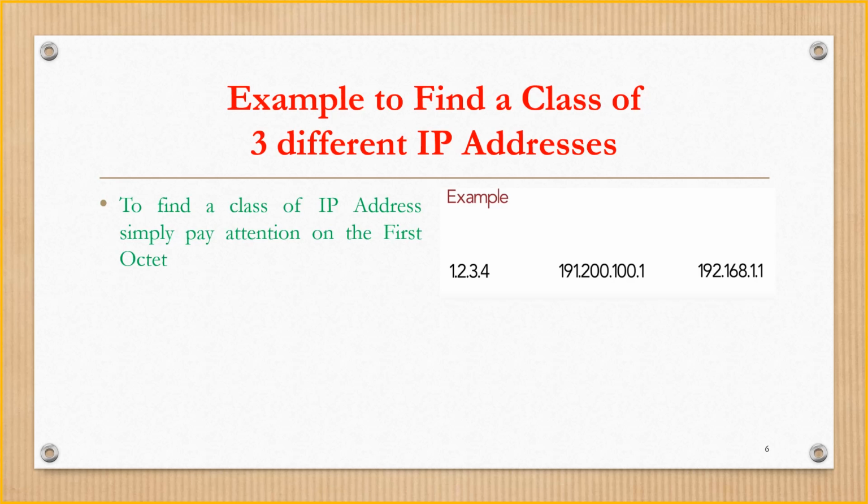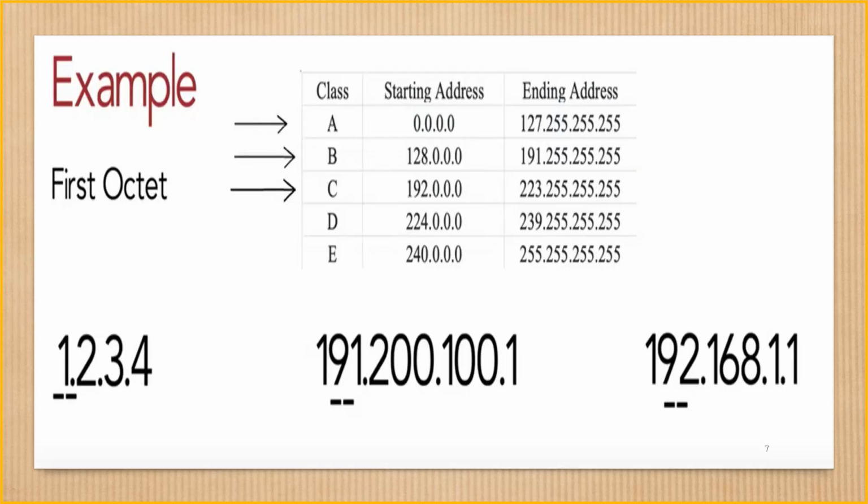Let's start with 1.2.3.4. If the value of the first octet is in the 1 to 127 range, it is a class A IP address. So the IP address 1.2.3.4 belongs to class A. If the value of the first octet is in the range of 128 to 191, it is a class B IP address. So 191.200.100.1 belongs to class B. If the value of the first octet is in the range of 192 to 223, it is a class C IP address. And of course, the last example, 192.168.1.1, belongs to class C.